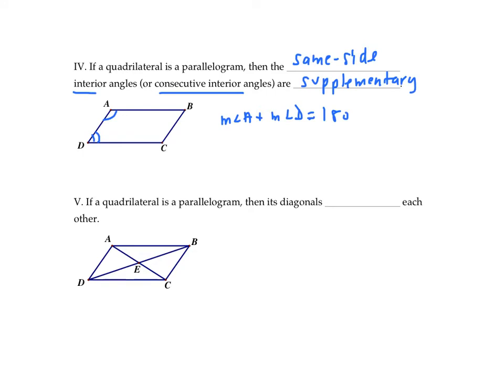Another one would be angle D and angle C. So you could say the measure of angle D plus the measure of angle C equals 180. And you can keep going around the figure. For example, measure of angle B plus the measure of angle C equals 180. So same side interior or consecutive interior would be two angles, like one right after the other.